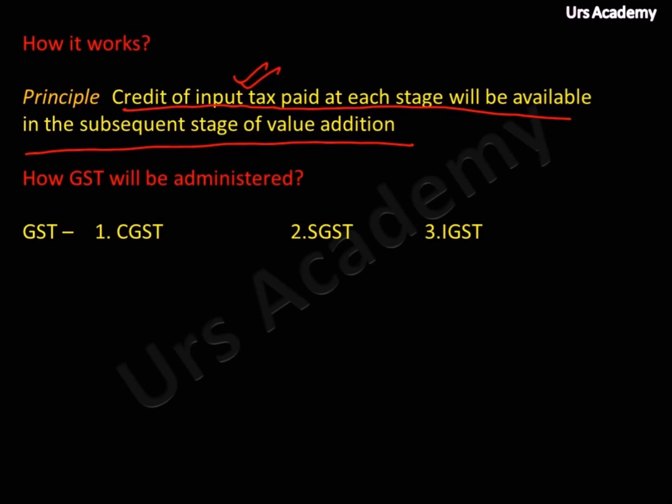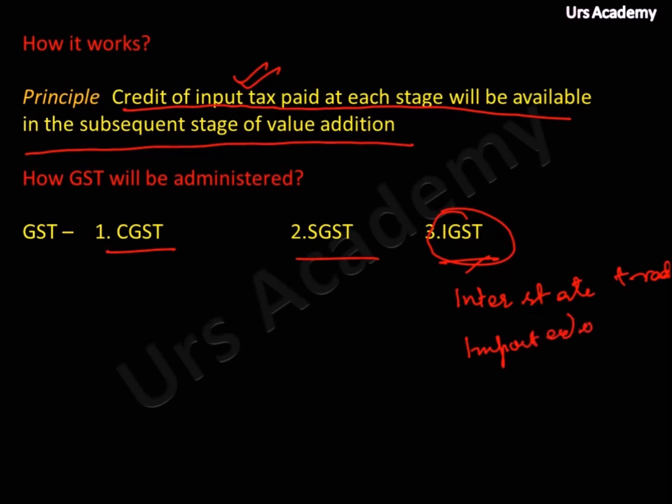So how will GST be implemented? It will be administered at three levels: central GST, state GST, and integrated GST. Central GST means the center will collect this part of GST, and the state will collect state GST. Integrated GST is different from center and state. It will be imposed when there is interstate trade, and import and export.